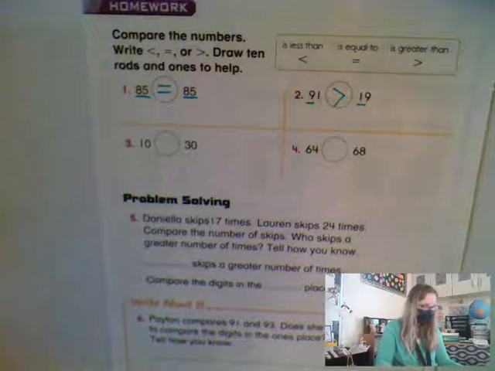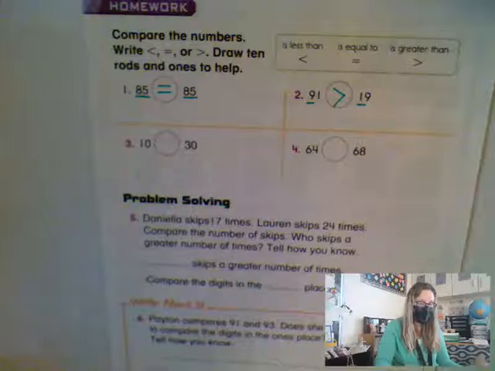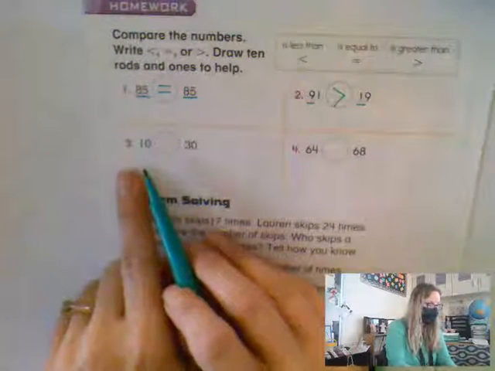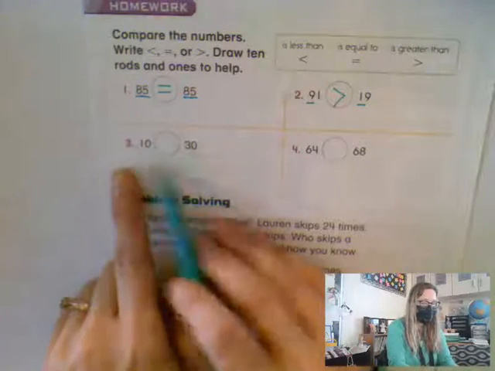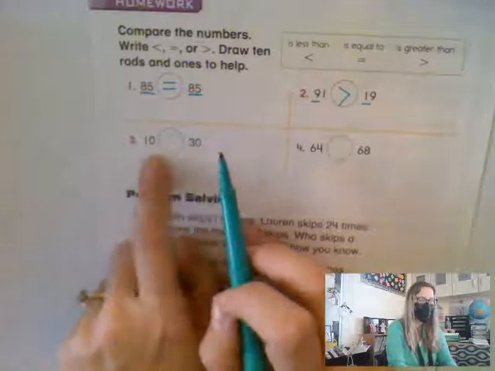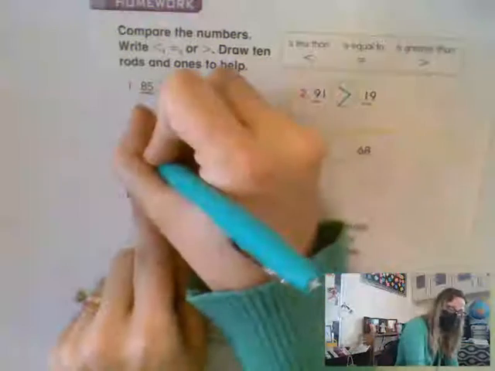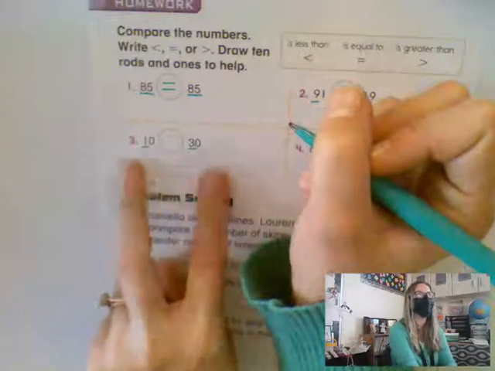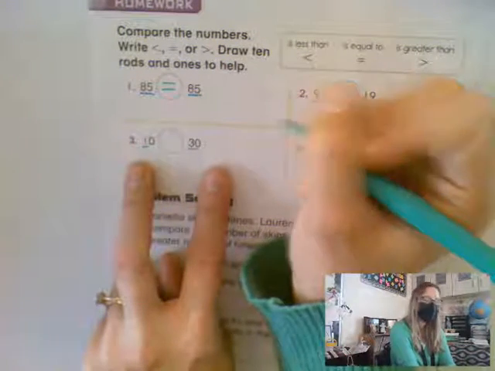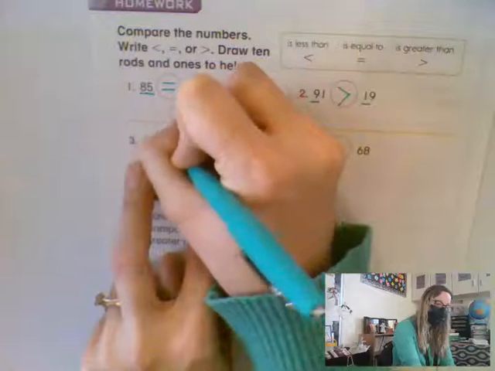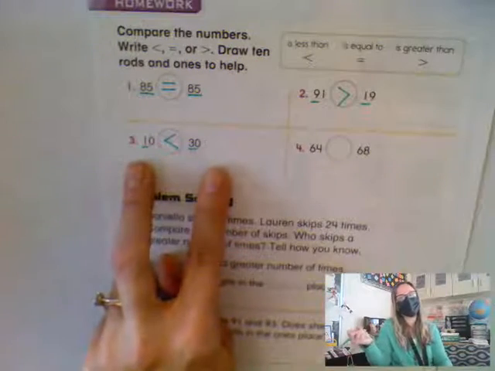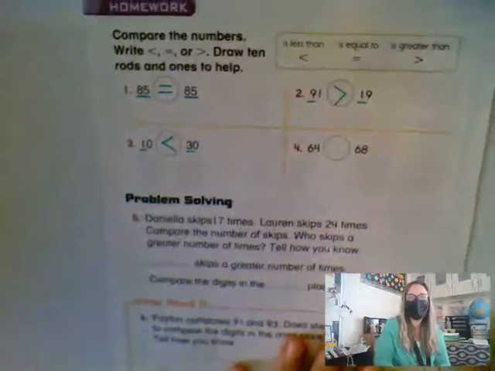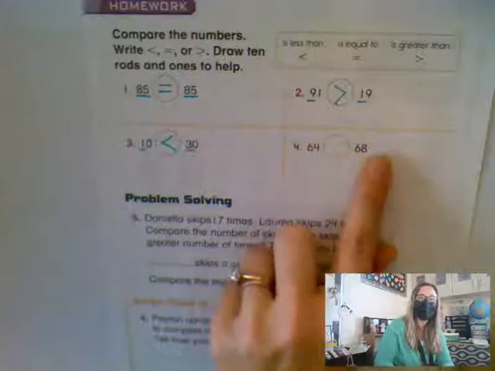Okay? Now, let's look down here, Johnny, at number 3. So if I look at the tens place first, here I have 1 10 and here I have 3 10s. So which is the bigger number, Johnny? 30. So we'll draw Allie eating the 30. Excellent. And number 4, Drew, I have 64 and 68.